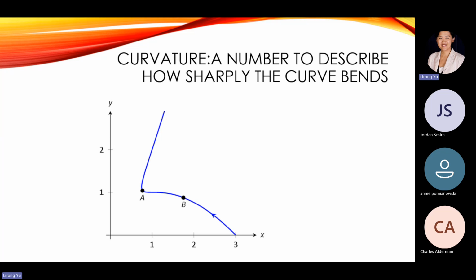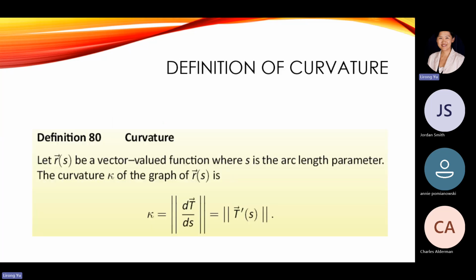If we want to measure or describe how sharp the curve is, we want to have some kind of measurement for it. That is the reason that we want to define curvature. This is the definition for curvature. The notation should be called kappa or K. The curvature is the magnitude of dT/ds. So that's really the magnitude of the tangent vector if the parameter is the arclength parameter.